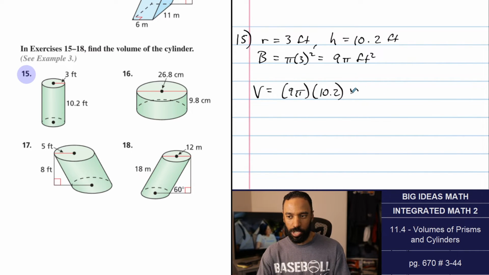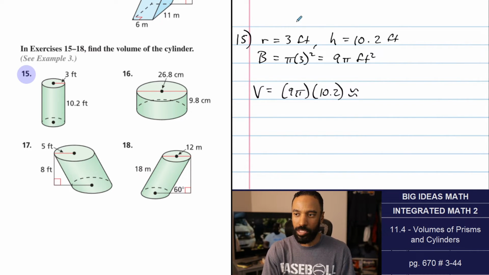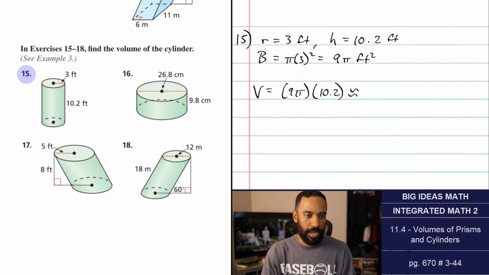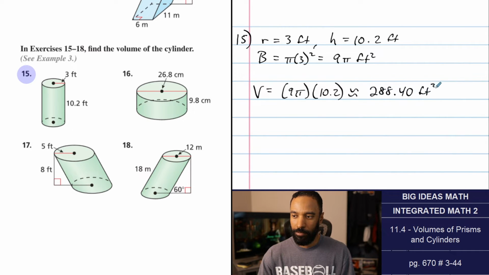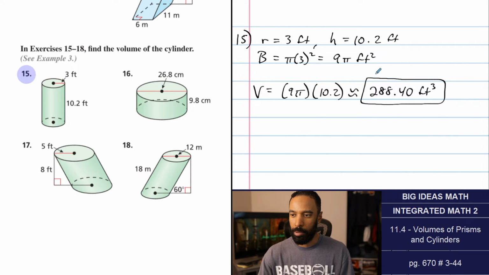There's an exact answer somewhere within there, but they've been doing a lot of rounding to the nearest hundredth. So I'm going to do the same thing. So 9 pi times 10.2 is going to give me 288.398. So I'm going to round that up to 288.40 cubic feet. Volume of cylinder on number 15.